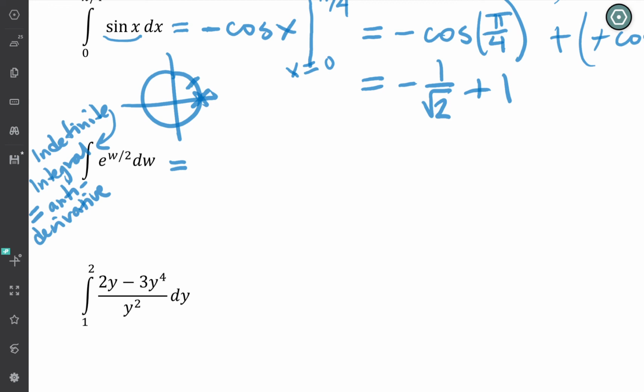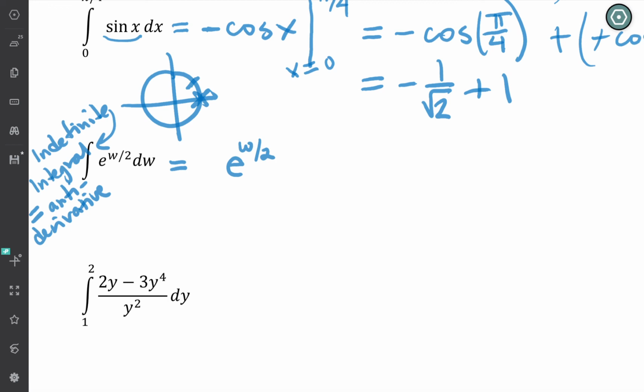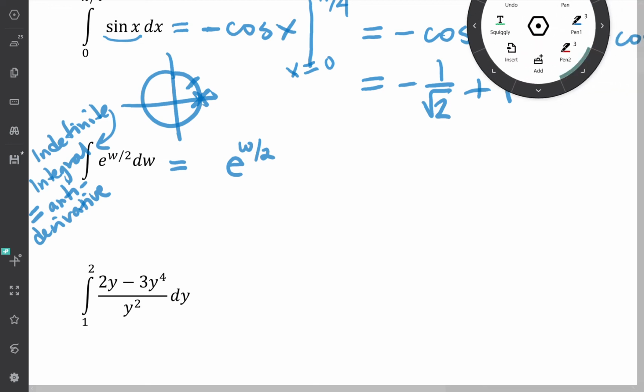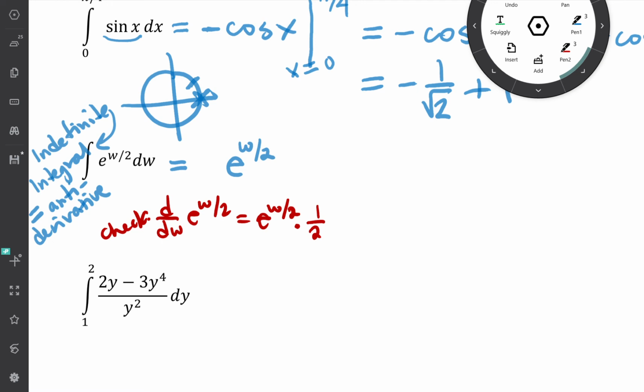And if you know your exponential functions, you know that they tend to be their own derivative or really close to it. So I'm just going to guess e to the w over 2. When I check myself, the derivative of e to the w over 2 is e to the w over 2. That's great, but there's a chain rule. The chain rule says you also have to multiply by the derivative of the inner part, which is the exponent. The derivative of w over 2 is 1/2. Think w over 2 is 1/2 w, so the derivative of 1/2 w is 1/2.